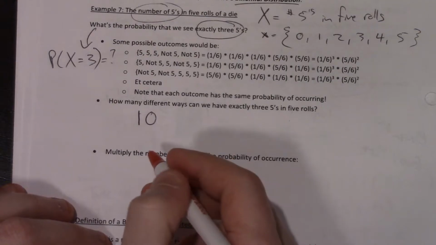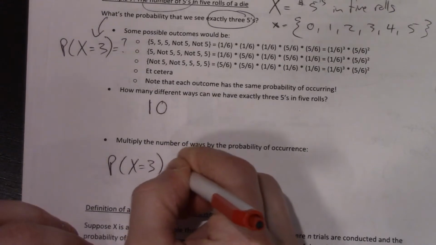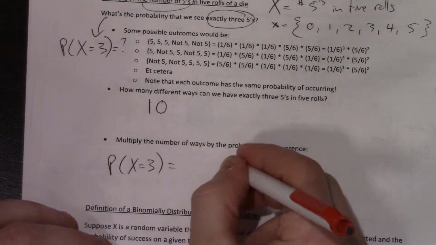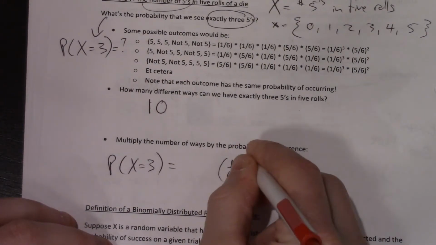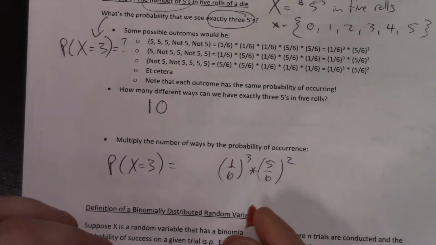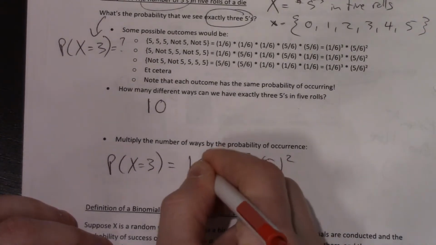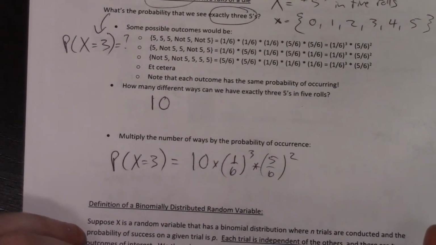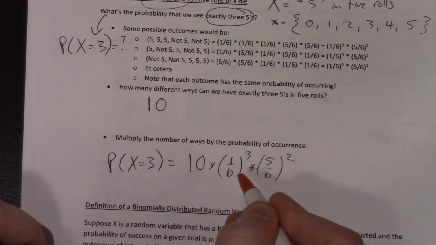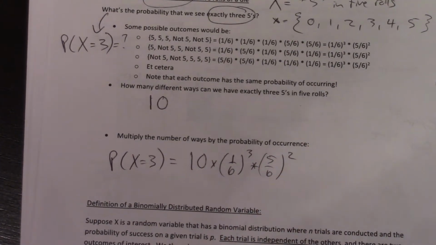So then what we have to do to find the probability that x is 3, that's still the goal, we're going to take the probability of seeing one of the outcomes, so 1/6 to the third times 5/6 squared, and then we have to multiply this by, well, how many different ways did we see this? So we multiply that by 10. Okay, and we'll leave it like that just for now, because this setup sort of feeds into what the binomial distribution is all about.